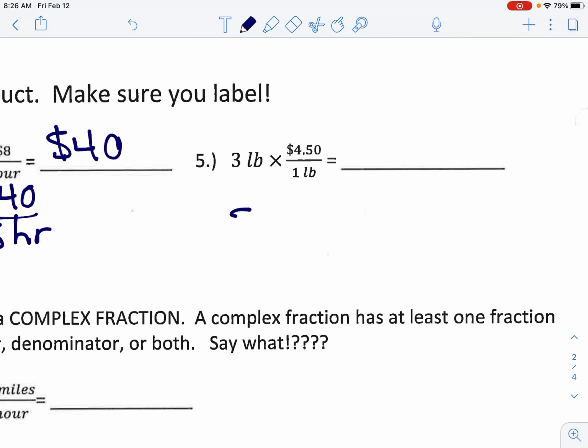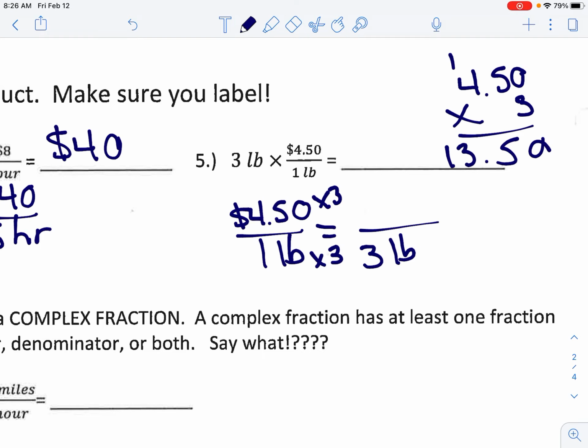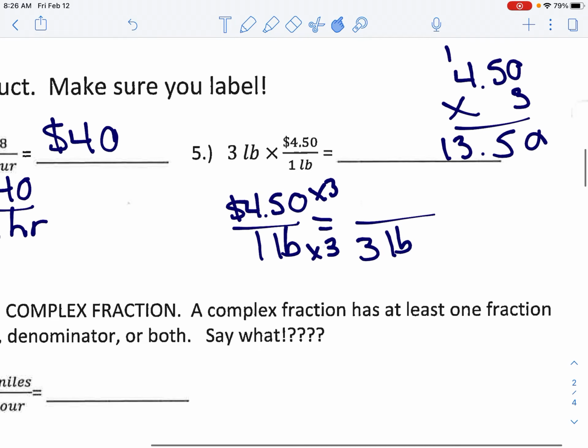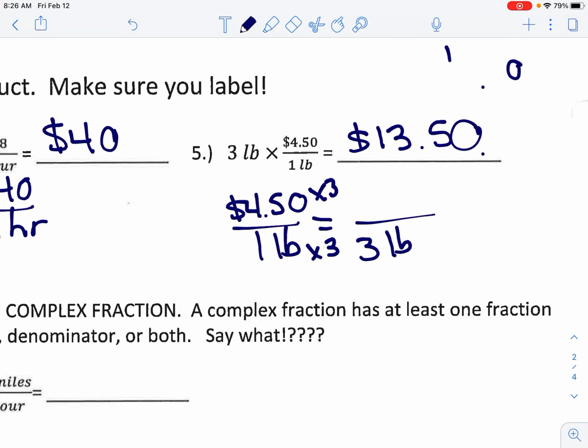All right, on this one, if I'm going to pay $4.50 for 1 pound of candy, then the question is, how much would I pay for 3 pounds of candy? So we're going to use a common multiplier. If we do 1 times 3 for the denominator, we're going to have to do 1 times 3 for the numerator. So up here, I'm going to show my work of $4.50 times 3. So that would be $13.50 for 3 pounds of candy. So my answer would be $13.50.